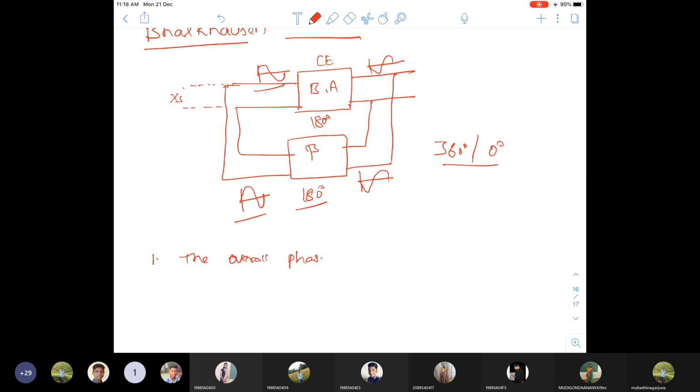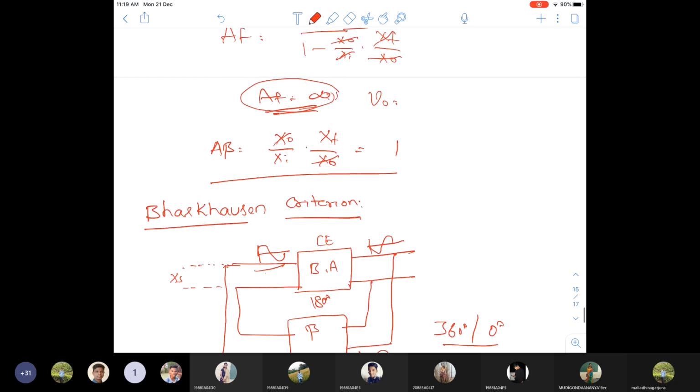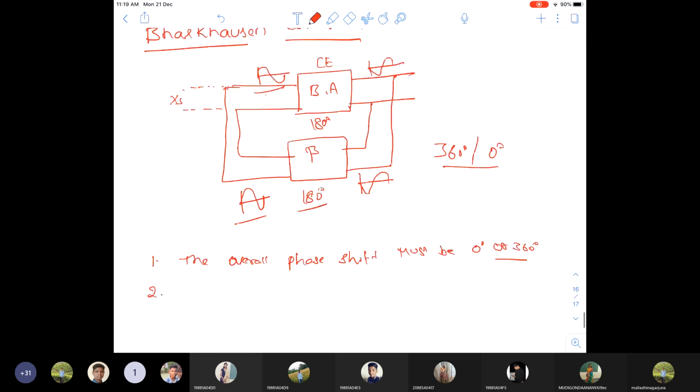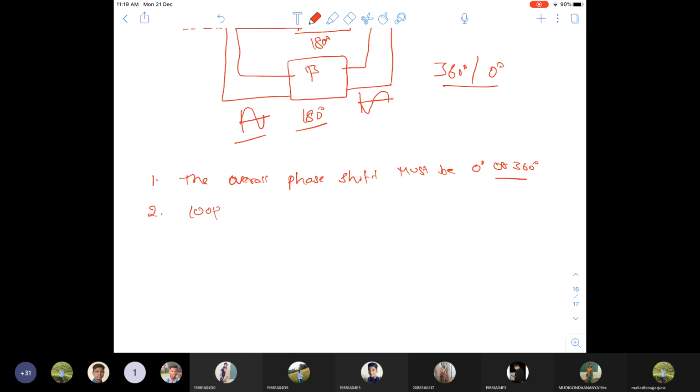Overall phase shift must be 0 degrees or 360 degrees. Clear? So the second point is the loop gain. In order to get the maximum gain, the loop gain must be unity. Okay, the loop gain must be unity.